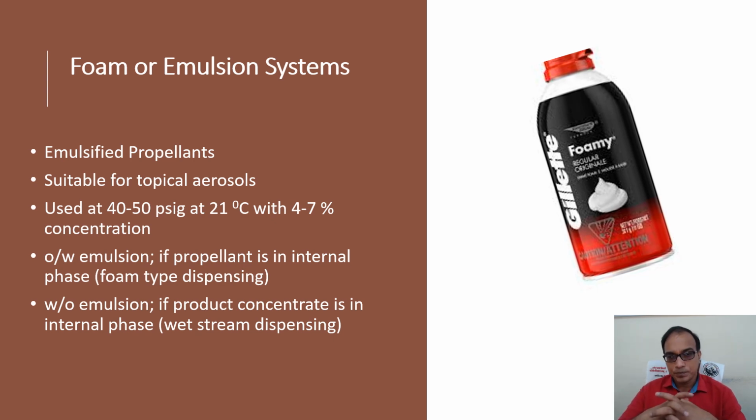When you prepare a water and oil emulsion, if the product concentrate is in the internal phase, what kind of dispensing will be there? Wet stream dispensing will be there. So when you are preparing an O/W emulsion, foam type dispensing will be there, and when you are preparing a W/O emulsion, when the product concentrate is in the internal phase, wet stream dispensing will be there. These are two important factors.